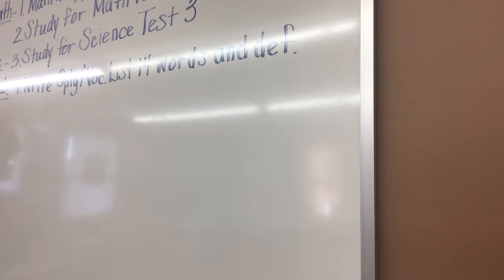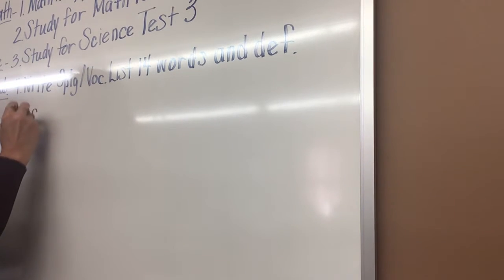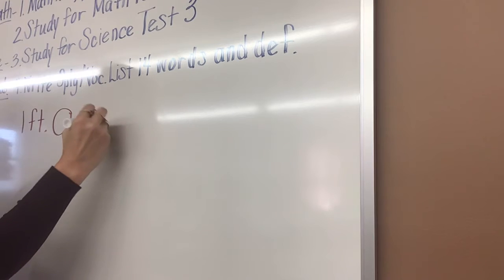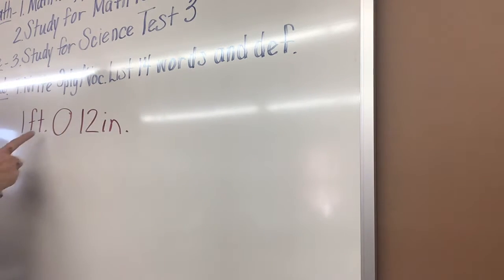All right, let's go to the next section. The next section says 1 foot and 12 inches. And we're going to do that one together. All right, so it says, and I'm going to put the abbreviation. You do not have the abbreviation. 1 foot, 12 inches. Are they the same? No, one says foot, one says inches. So they are not the same. We need to change them to be the same.